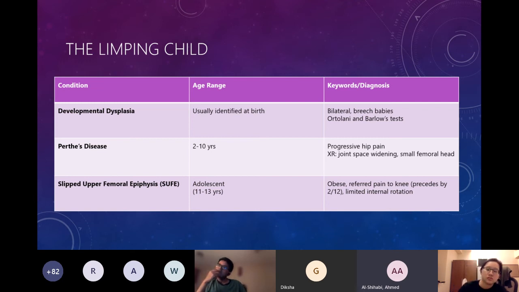All I will say about slipped upper femoral epiphysis is if it is a limping boy who is obese, it is this. It is the most generic SBA question you might ever see. If you see the words obese, limping, boy, it's a slipped upper femoral epiphysis. Usually you can splint it. Sometimes you need surgery.